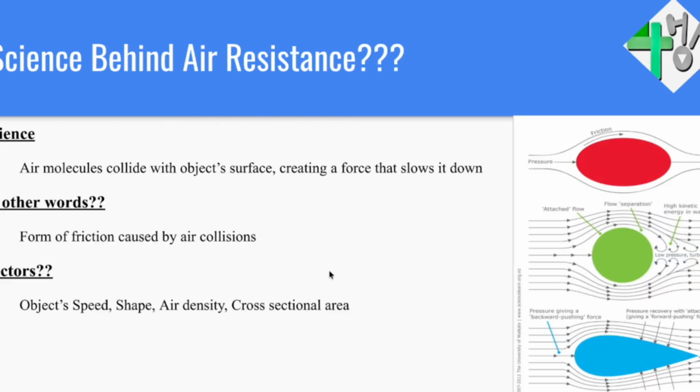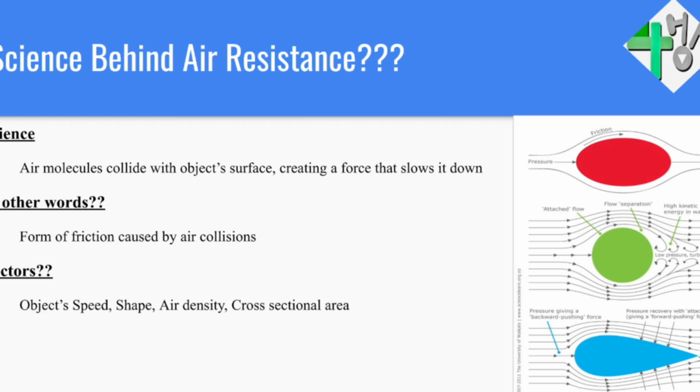Let's talk about the science behind air resistance. Really, where does it come from? As we've talked about, this is a good summary: the air molecules collide with the object's surface, creating a force that slows it down, which makes sense because friction is what slows the object when it and the air molecules collide. In other words, it is a form of friction caused by air collisions.